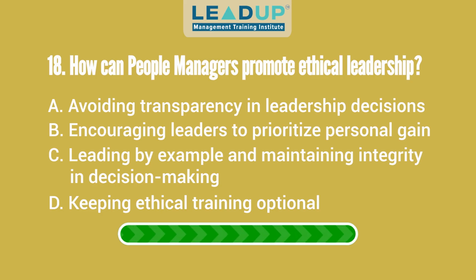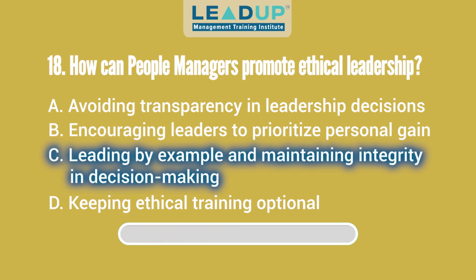Question 18. How can people managers promote ethical leadership? A. Avoiding transparency in leadership decisions. B. Encouraging leaders to prioritize personal gain. C. Leading by example and maintaining integrity in decision-making. And D. Keeping ethical training optional. Answer: leading by example and maintaining integrity in decision-making.